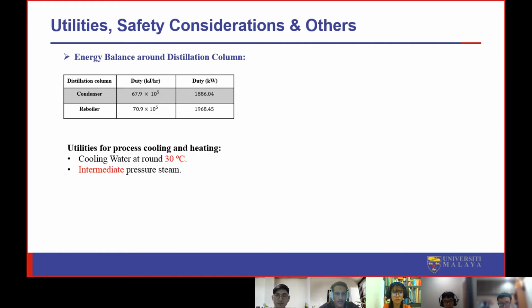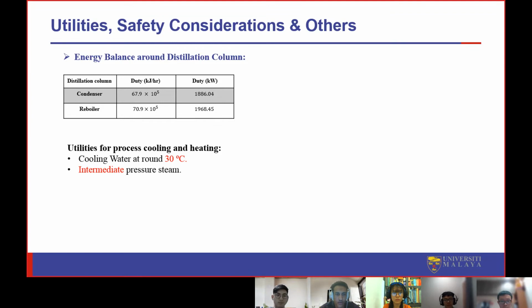Speaking of the energy balance around the distillation column, the assumption made is that a total condenser is used with a partial reboiler in the separation process of methanol and water. The condenser and reboiler duties are calculated and found to be 1,886.04 kilowatt for the condenser and 1,968.4 kilowatt for the reboiler.